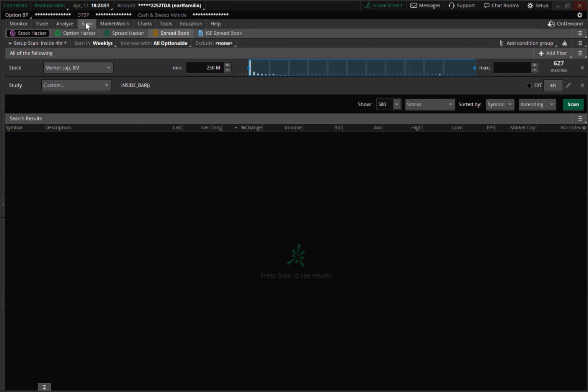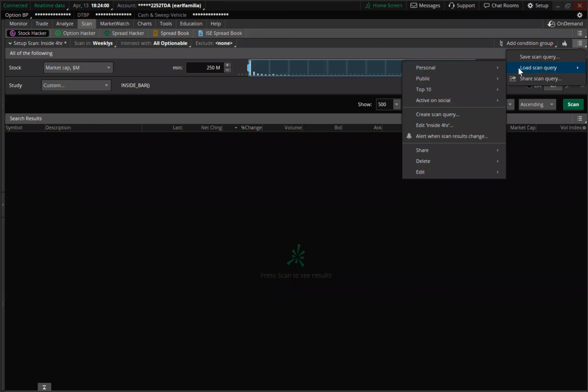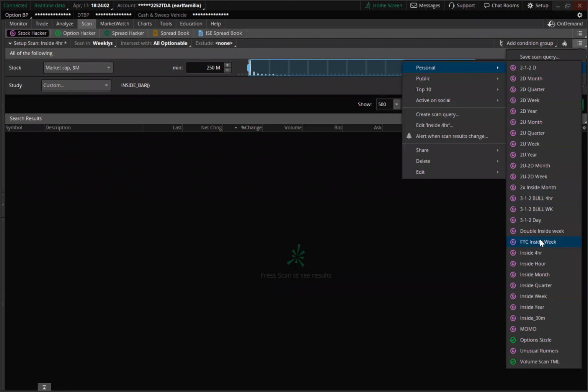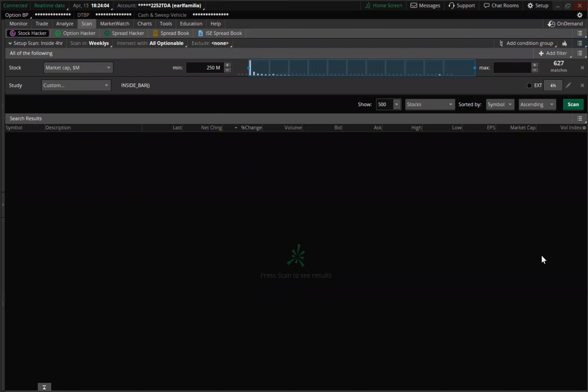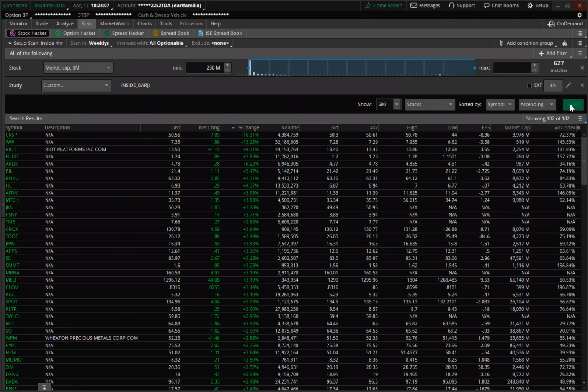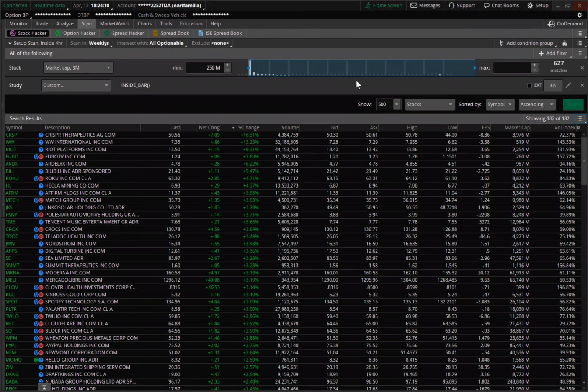Let's go here to the scanner real quick. I'm going to throw an inside 4-hour scan up, like I mentioned, and then we'll just cherry pick some tickers within there. I would imagine there may be quite a few in the afternoon session that are staying inside. So yeah, 182, pretty significant. I've seen worse, but yeah.